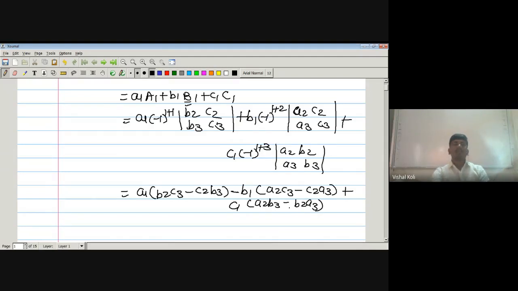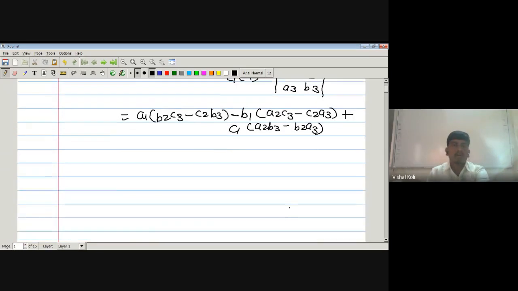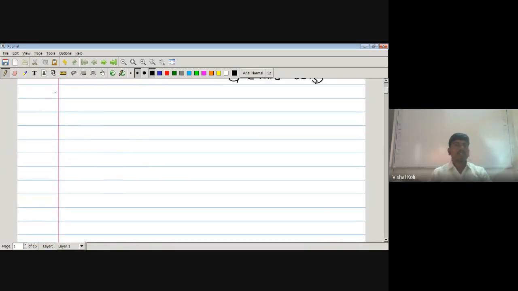So in this way, we can find out the determinant of order 3. And continuing in this way, we can find out the determinant of order 4, determinant of order 5, and so on. Okay. Now, we will see some examples.